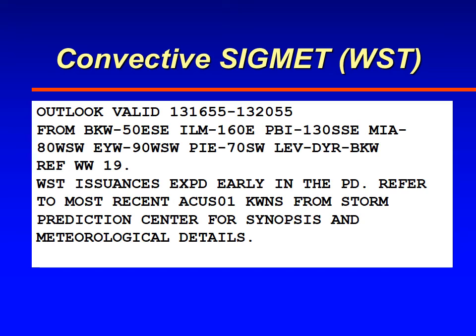So basically they just outline the area, and then they say go to the Storm Prediction Center, look at the convective outlook, and basically that's your outlook. So in years past, a long time ago, they actually used to give you an outlook. Now they tell you to go someplace else to look for an outlook.